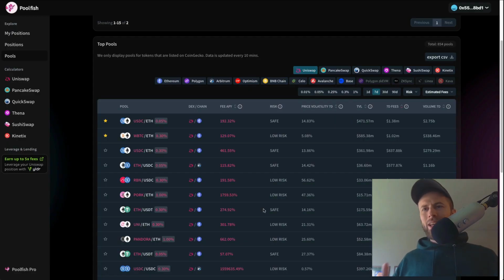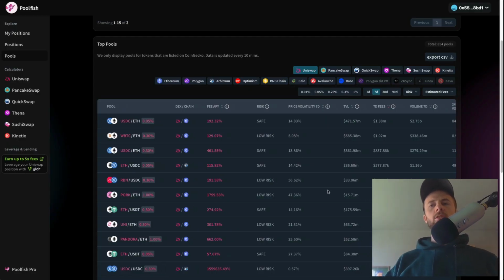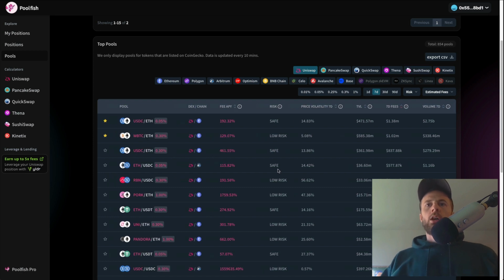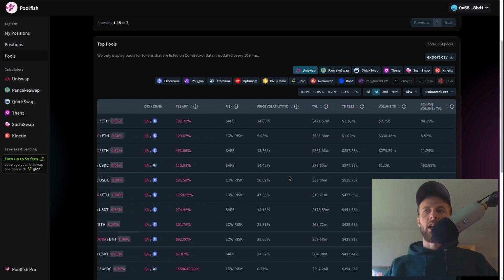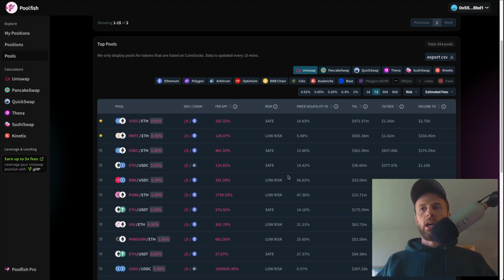Okay, so now that we know what all this data means, we know how to use this table, what are some different strategies or ways you can use the table to find some good opportunities? And so I'll give you what I like to do. And obviously you can find your own ways of doing things that make sense for you.